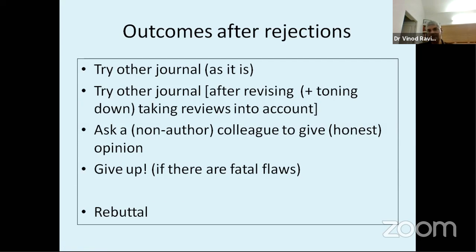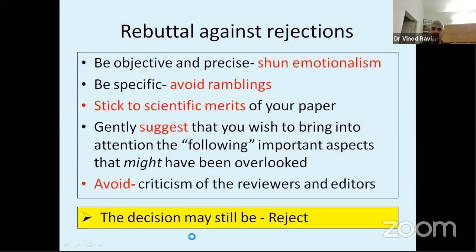If your manuscript is rejected, you have the option: you can try another journal without revision, you can try another journal after revising, taking previously performed reviews into account, or ask a non-author colleague to give an honest opinion, or just give up, because if there are fatal flaws, it does not matter how many journals you are going to go through, and construct a rebuttal if at all you want.